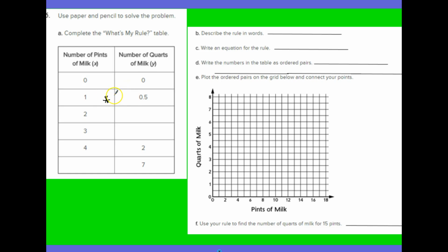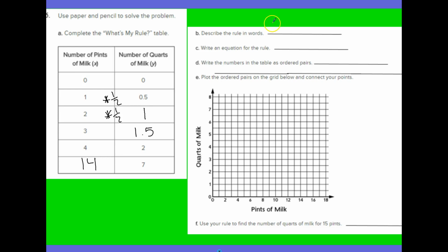So I'm going to say multiplying by a half. If I multiply 2 by a half, or divide it by 2, I would get 1. Half of 2 is 1. Half of 3 is 1.5. Half of 4 is 2. And then now we already have the half. So we have to figure out, I know that half of 14 is 7. That's how I came up with the numbers that were missing there.